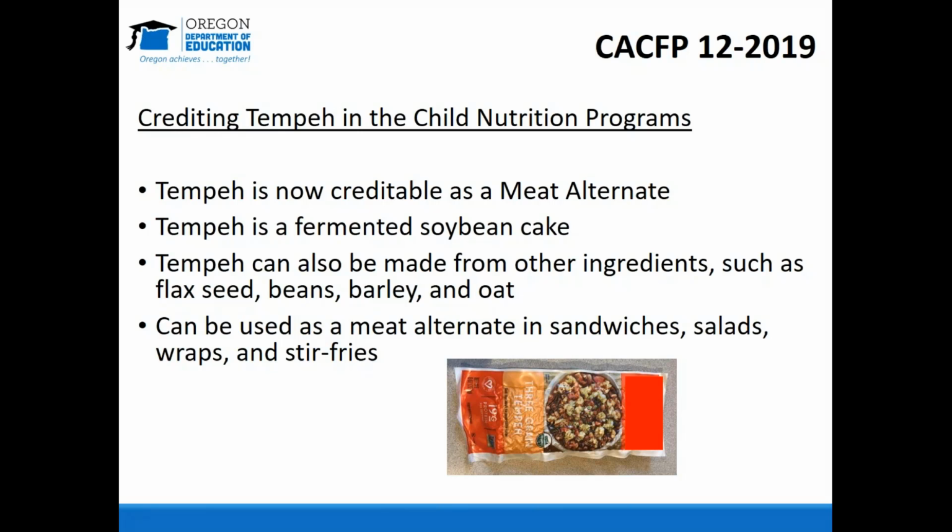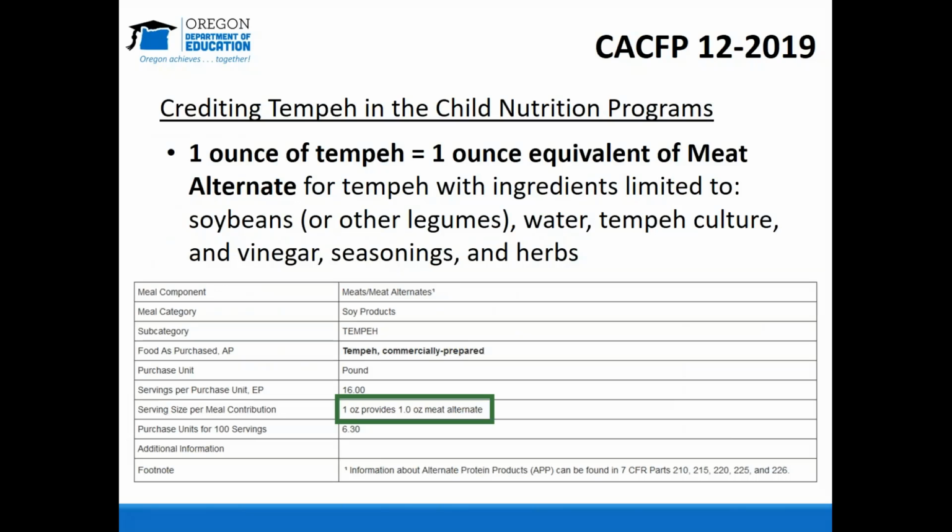On the screen is an image of a packaged tempeh you might find in a grocery store. They are usually sold in small blocks of 8 to 12 ounces. To credit tempeh made from soybeans and other legumes, you would credit it 1-to-1 by weight. This means that 1 ounce of tempeh is equal to 1 ounce equivalent of meat alternate. On the slide, you have the food item description for tempeh from the Food Buying Guide, and it shows the serving size per meal contribution.